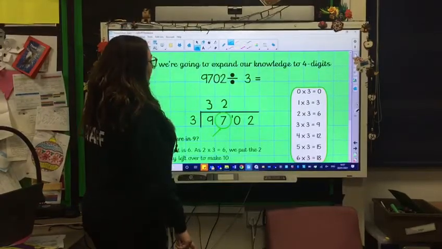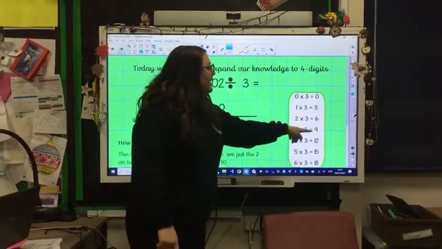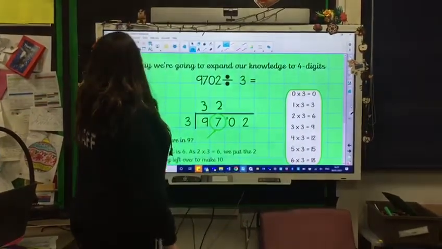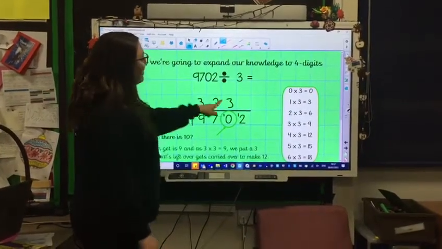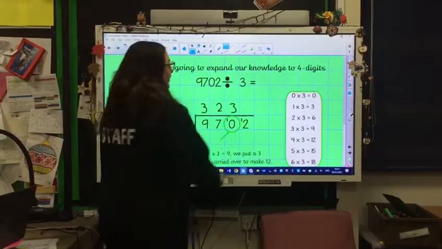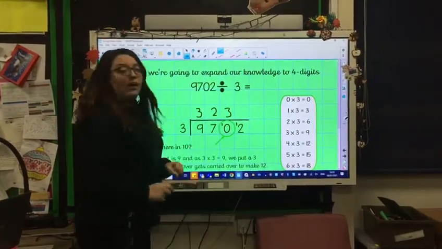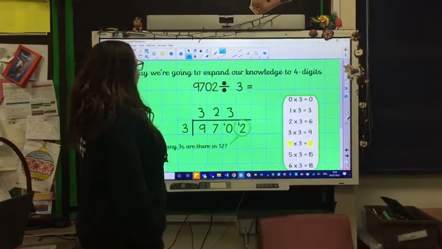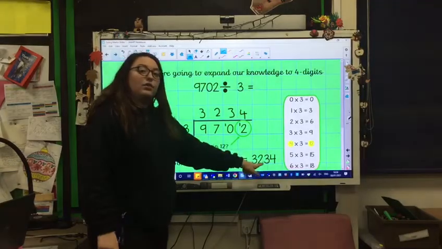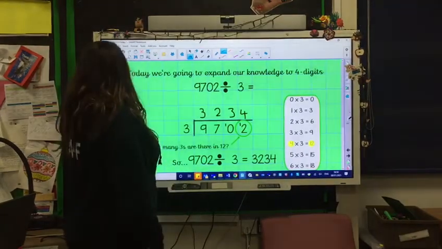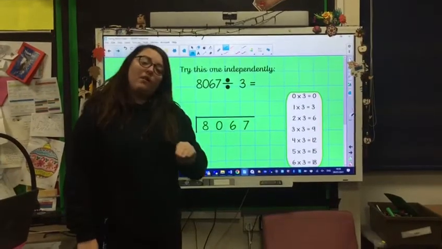How many 3's go into 10? Again, we can't do that. The closest we can get to is 9. So that would be 3 times 3, so we'd write a 3 above. We'd have 1 left over, so we'd carry over the 1 to make 12. How many 3's go into 12? The answer should be 4. So your answer overall should be 3,234. Right, give this one a go by yourself, pause the video and we'll go over it in just a moment.